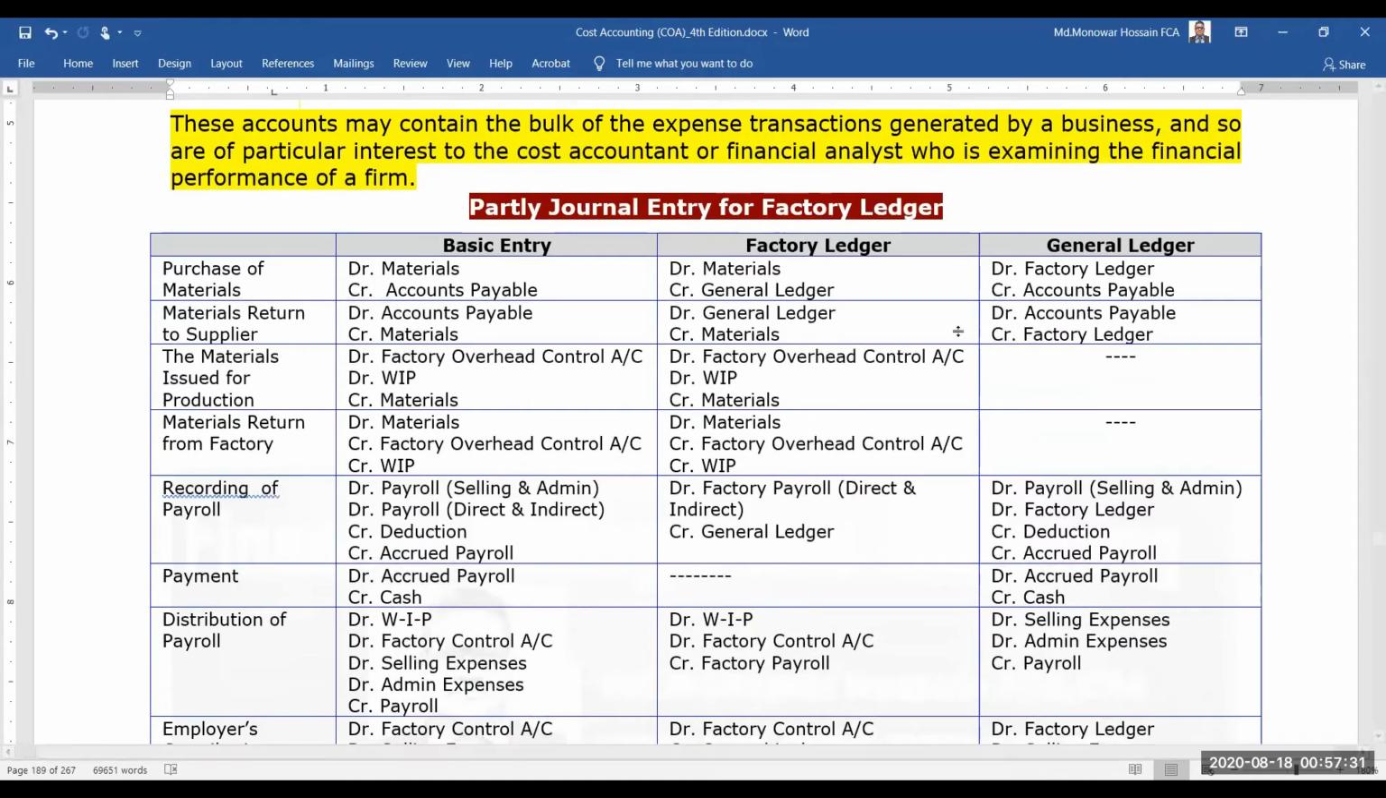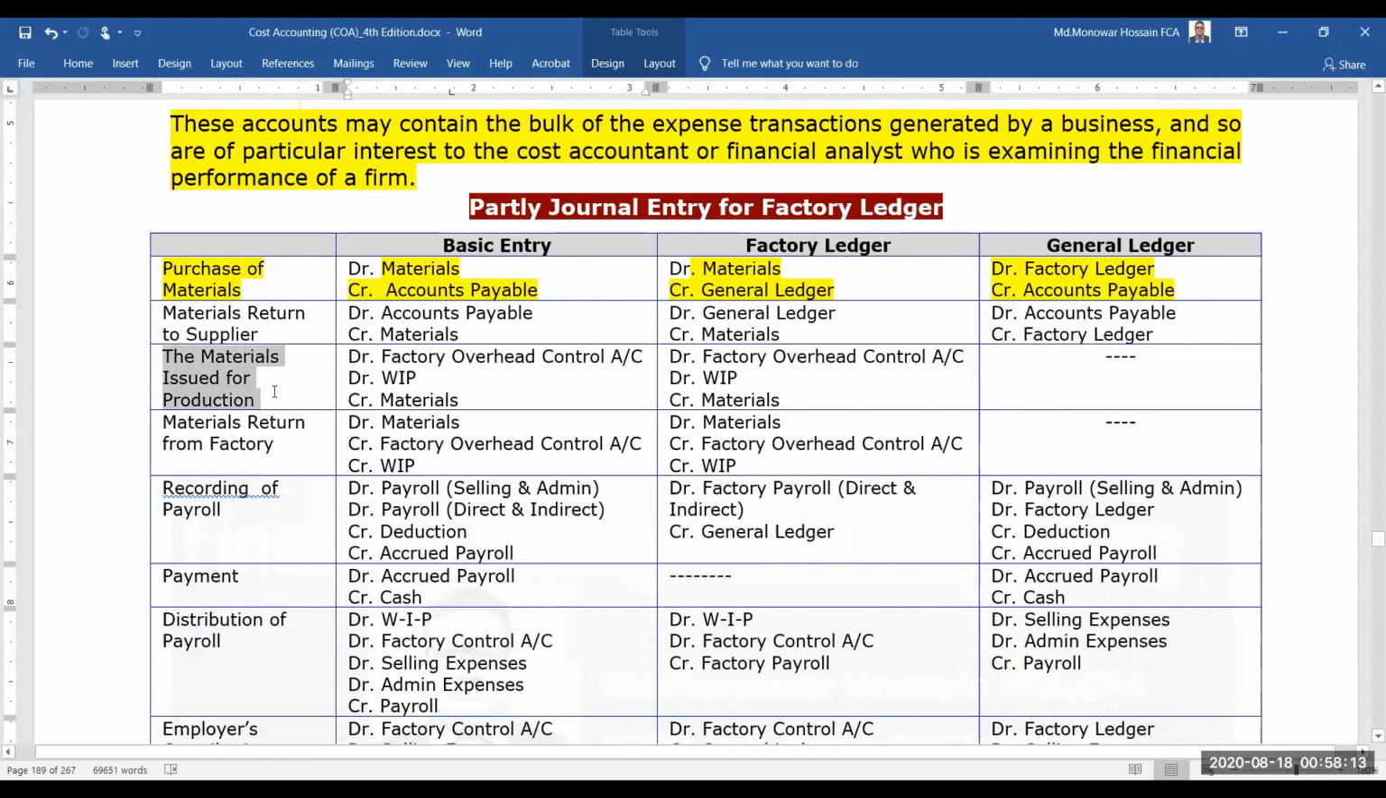Now the journal entries for the factory ledger. For purchase of material, the basic entry is material debit, accounts payable credit. In the factory ledger, it would be material debit, general ledger credit, and in the general ledger, factory ledger debit, accounts payable credit. Material returned to the supplier is the reverse of the first entry: accounts payable debit, material credit. And for material issued to production: factory overhead control account debit, work in progress debit, and material credit.